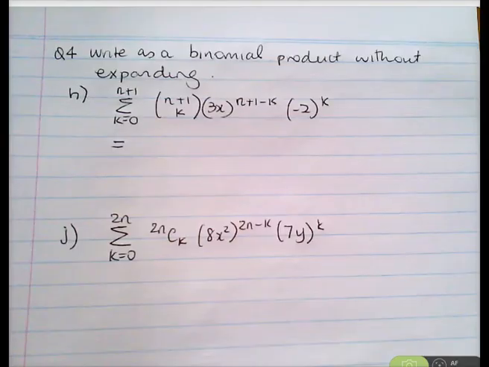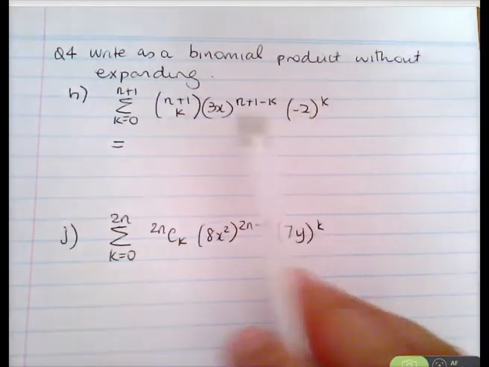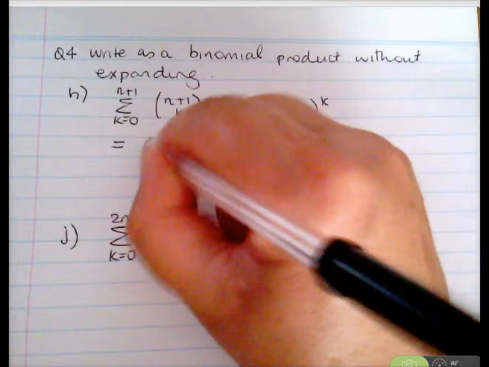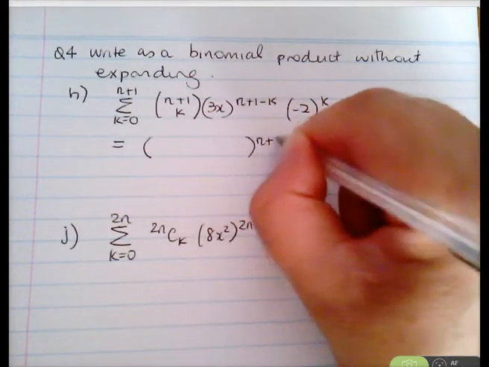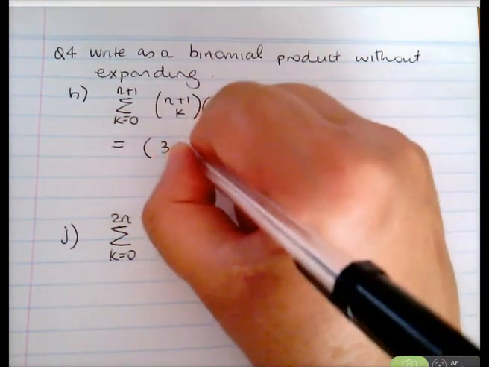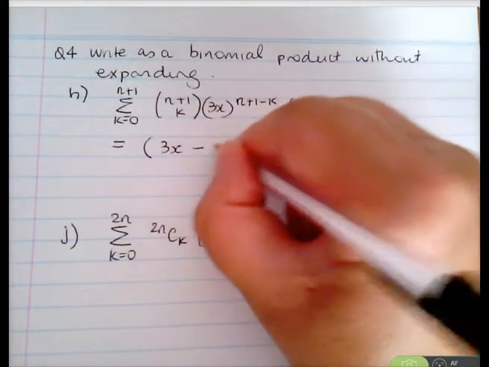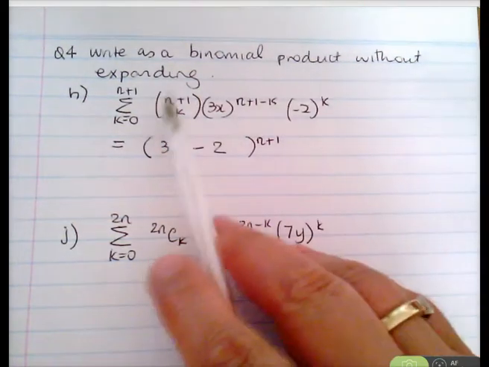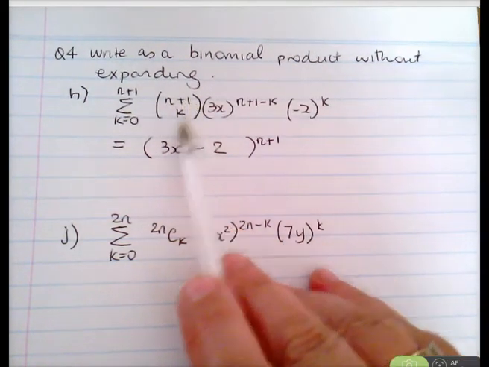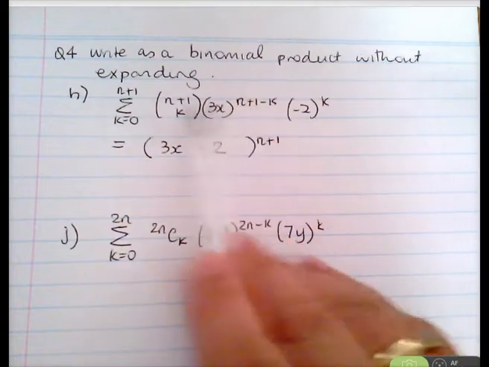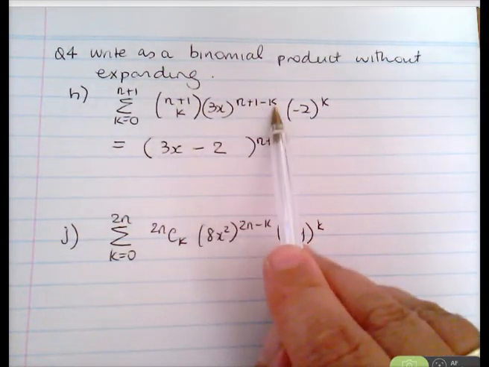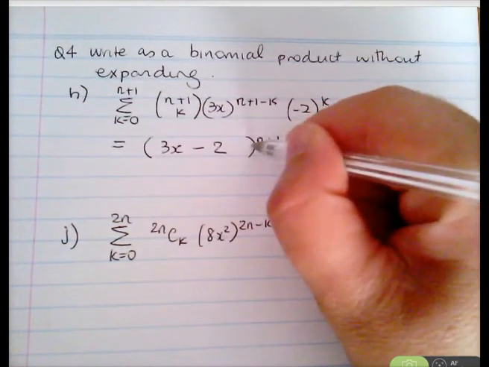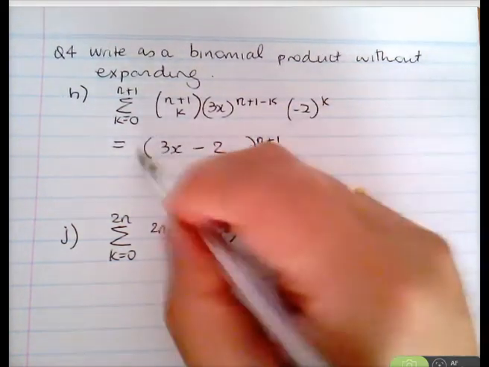Okay, and you're asked to write this as a binomial product without expanding. So we can see that the power is n plus 1, so it's going to be something to the power of n plus 1. Your a term is 3x and your x term is minus 2. So it looks like 3x minus 2 to the power of n plus 1, and this would just be the kth term: n plus 1 choose k, 3x to the n plus 1 minus k, and we've got negative 2 to the power of k.